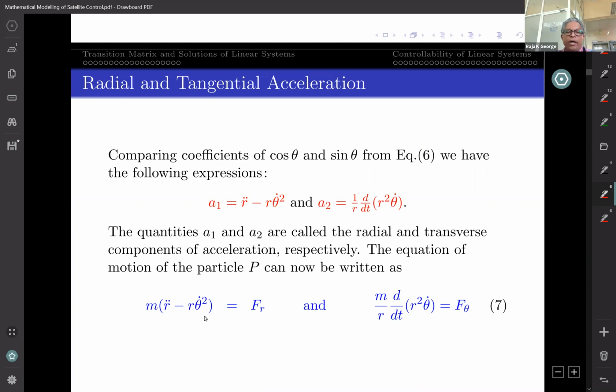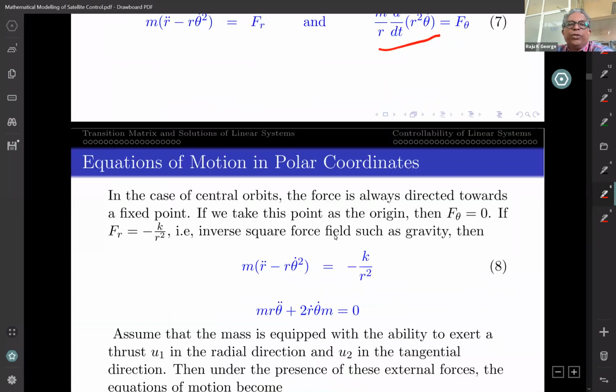Now going back to Newton's law, the equation of motion of the particle P can be written as mass into acceleration is the external force. Mass m into the acceleration in polar coordinates, r double dot minus r theta dot square, is the force in the radial direction, Fr. And in the transverse direction, mass into the acceleration we just found, a2, which is 1 by r d by dt of r square theta dot, is equal to F theta. So the two equations of motion in polar coordinates are ready.